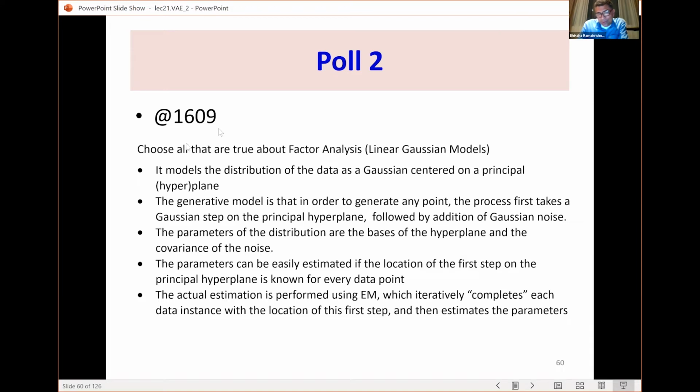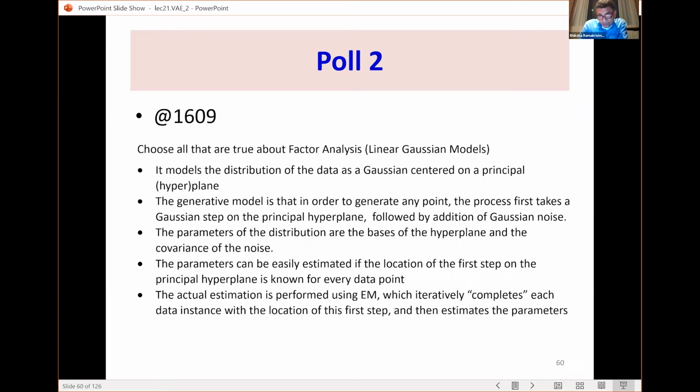All right. So just read this on the slide, right? Is this first statement true or not? Linear Gaussian models the distribution of the data as a Gaussian centered on a principal hyperplane. What about the second one? The generative model is that in order to generate any point, the process first takes a Gaussian step on the principal hyperplane, followed by addition of uncorrelated Gaussian noise. What about the third one? Also true, right? The parameters of the distribution are the axes of the hyperplane and the covariance of the noise.